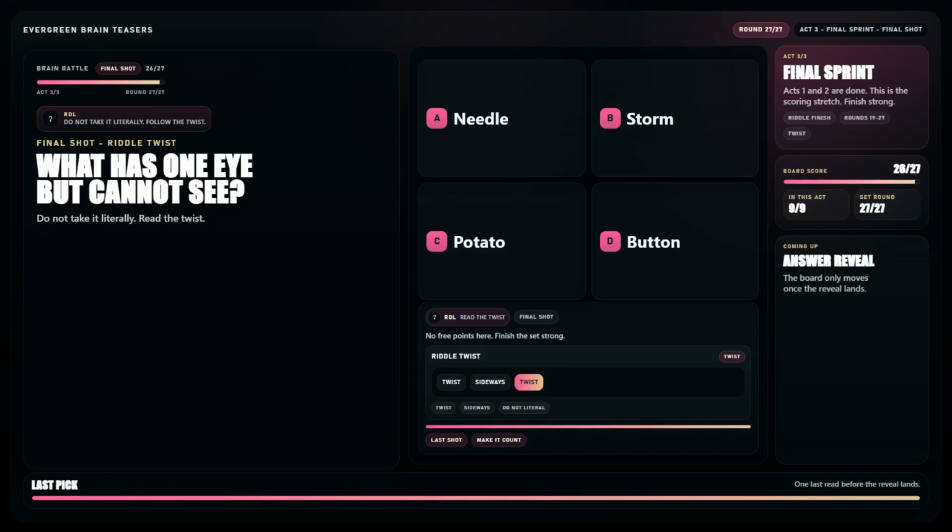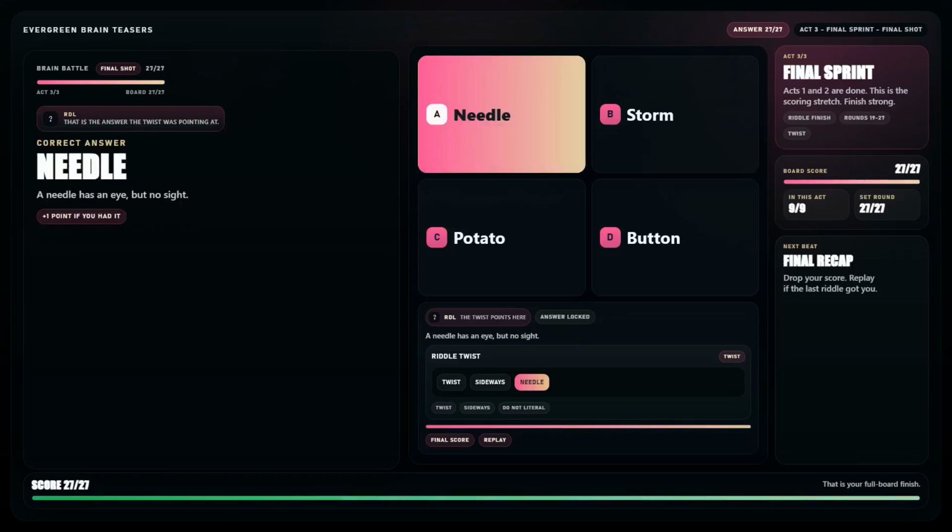Riddle final. What has one eye but cannot see? Do not overthink the riddle. Final needle. Riddle answer. A needle has an eye but no sight.